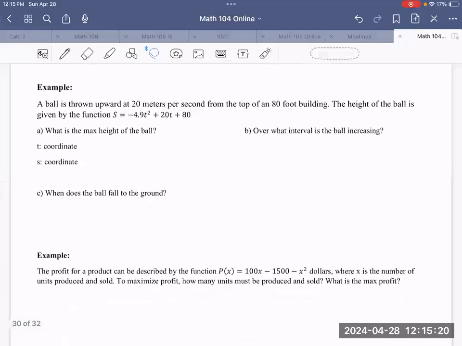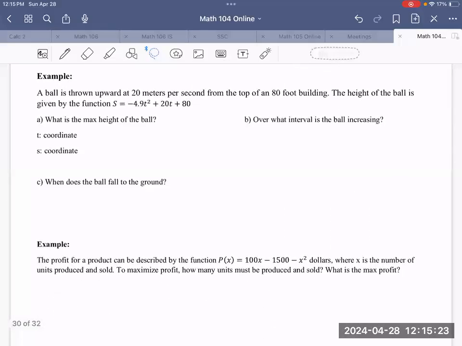All right, one of our last examples, it says a ball is thrown upward at 20 meters per second from the top of an 80-foot building. The height of the ball is given by the function. What is the max height of the ball? Find the t and the s coordinate and find all of those features. Now this one, I'm going to attempt one more time on this graphing calculator. It's just been giving me a few hiccups.